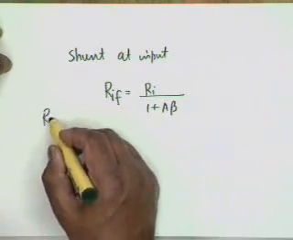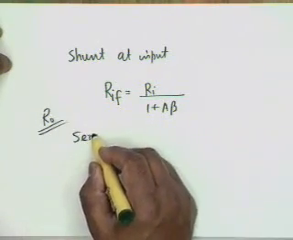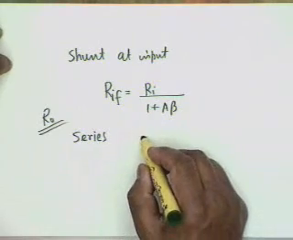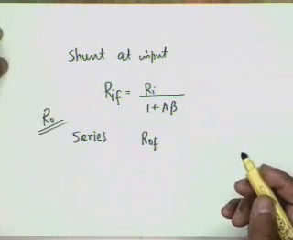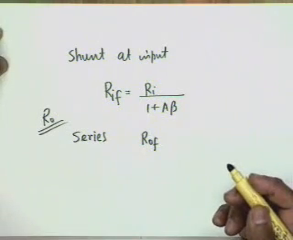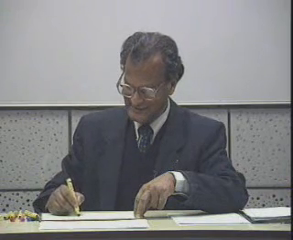What can you say about the output resistance? Again, you can do it quantitatively, but qualitatively you see that if the output resistance R0, if the connection is series, then the output resistance would increase or decrease. If it is series, it increases.